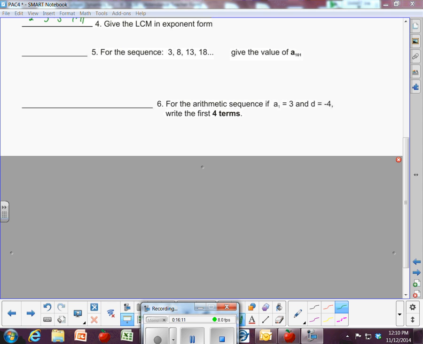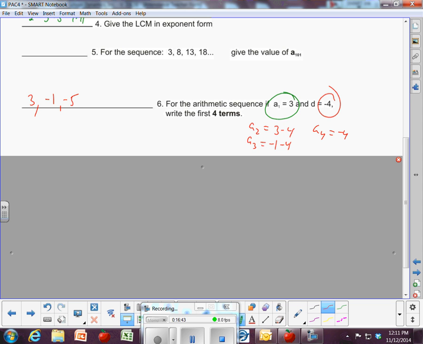All right, for the arithmetic sequence, a sub 1 is 3, d is negative 4. Write the first 4 terms. So you should have started out with that 3. That's the first. The common difference says the next term is 4 less. So to get the second term, you would do 3 minus 4. That's a negative 1. To get the third term, you would take the negative 1 and go 4 less. That's a negative 5. And to get the a sub 4, you would take the negative 5 and go 4 less. And that's a negative 9.